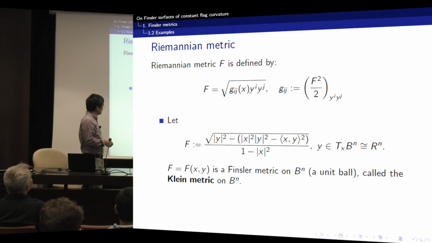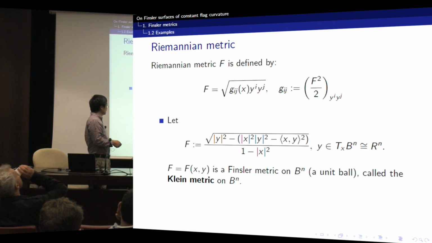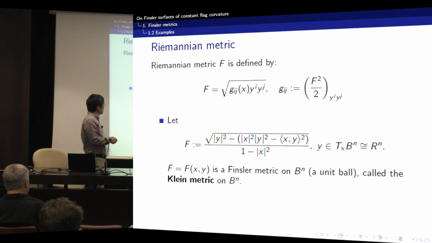And this is an example of a Finsler metric. This metric is defined on the unit ball, because if the length of x equals 1, this has no meaning. So this is a Finsler metric defined in the unit ball. This metric is called the Klein metric. B^n means the unit ball.